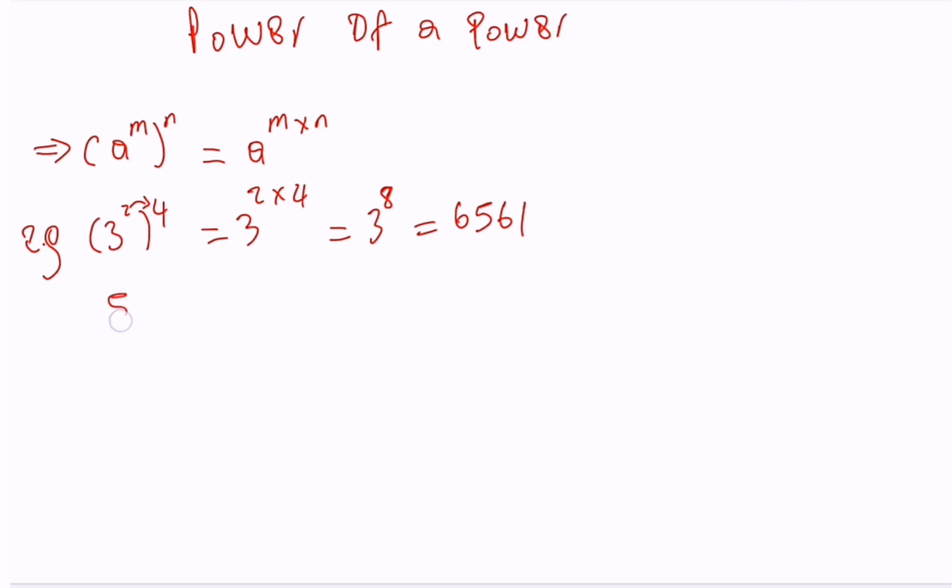Let me give you another example. Let's say you had 5 to the power 3, then you have 2 here. You'll say 5, you take this one, 3, you multiply by this one, 2. Then this one's going to be 5 to the power 6. Then what is 5 to the power 6? It's 15,625.